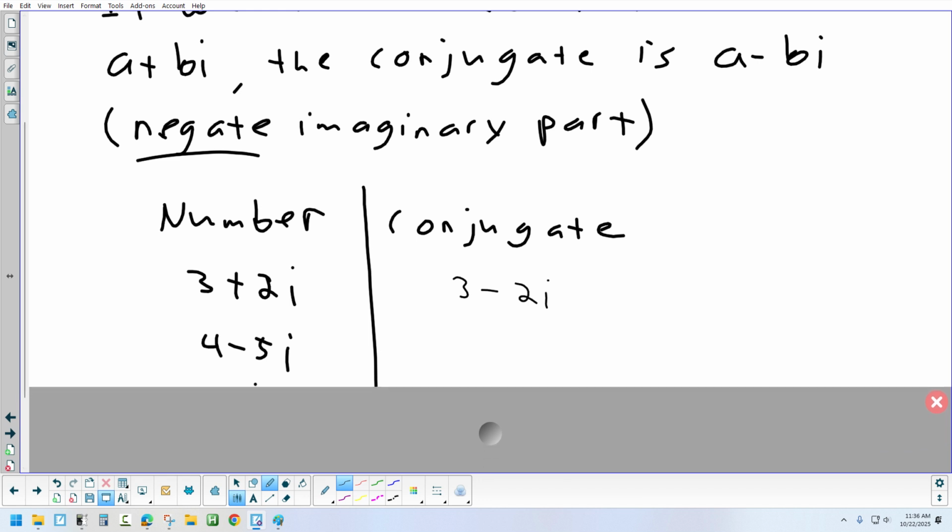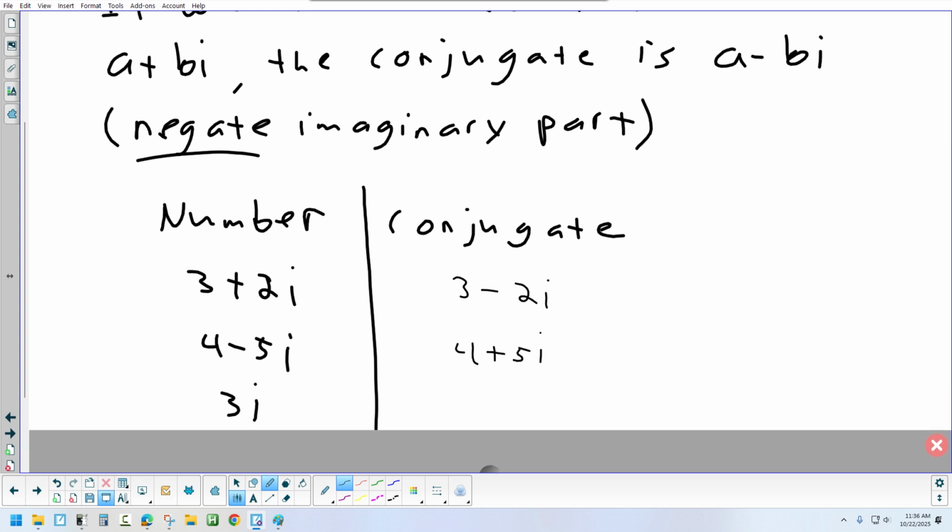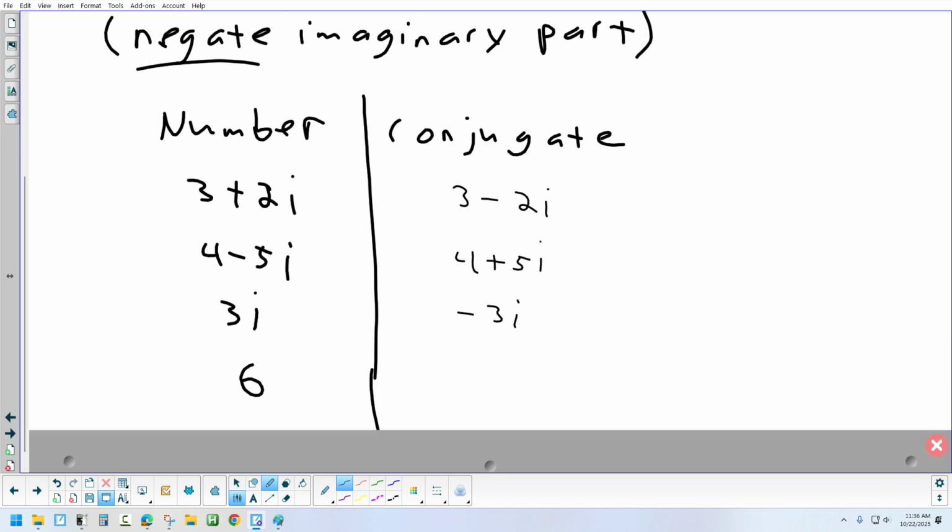How about 4 minus 5i? What would be the conjugate there? 4 plus 5i. And the conjugate of 3i? Negative 3i. And the conjugate of 6? 6 stays the same. Think of it as 6 plus 0i. The conjugate is 6 minus 0i. That's still 6. Okay, so any question on how to find a conjugate once you have a number?